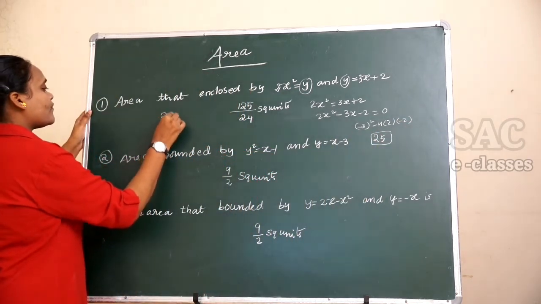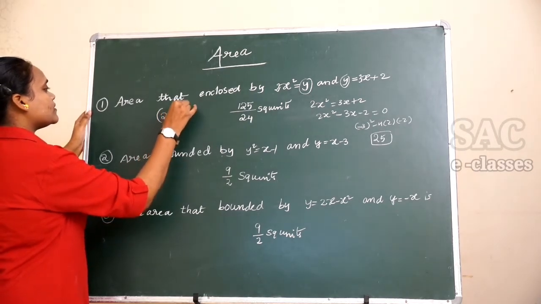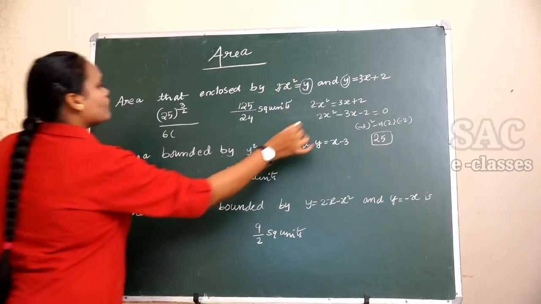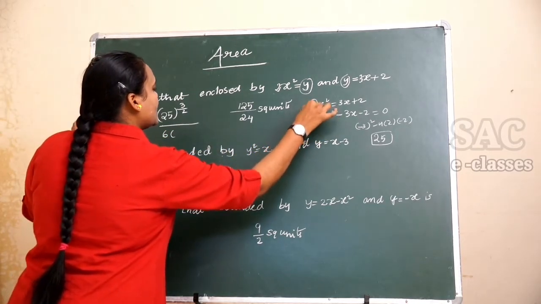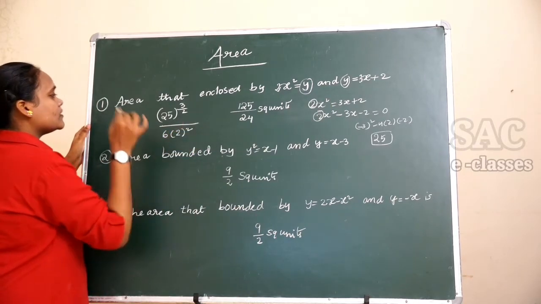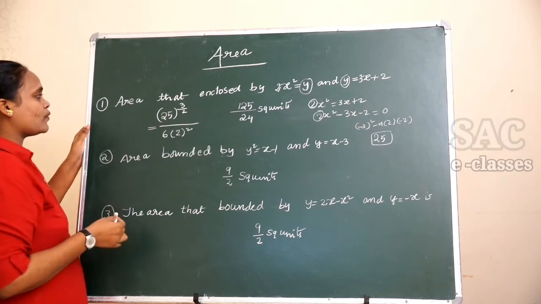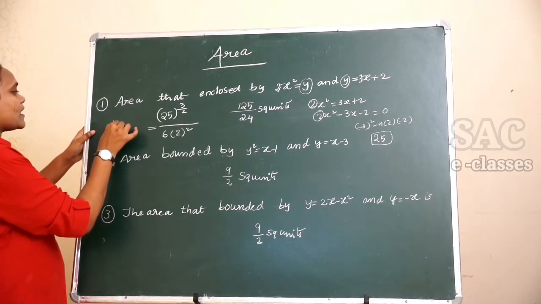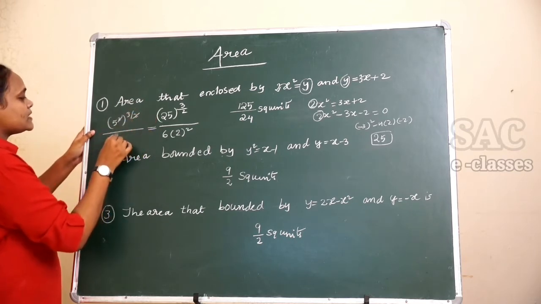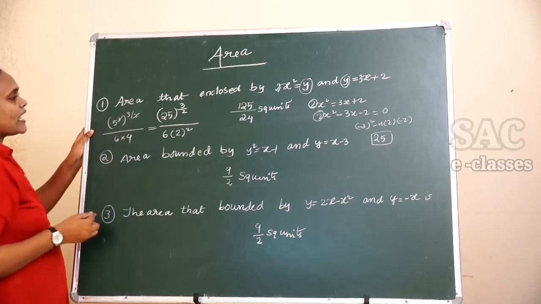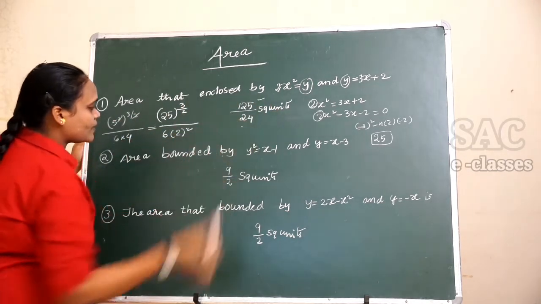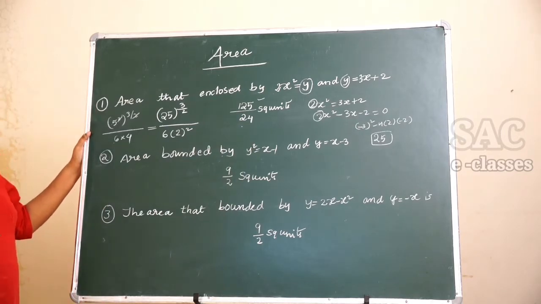Then 25 to the power 3 by 2, divided by 6 into the leading coefficient of the quadratic polynomial you got. So 25^(3/2) can be written as (5²)^(3/2), divided by 6 into 4. As a result, 5 cubed is 125, and 6 fours are 24. That's it. That's the trick.